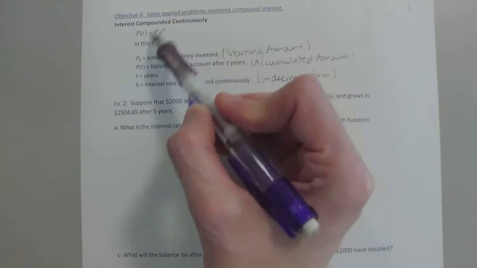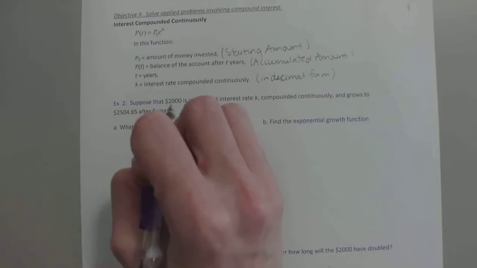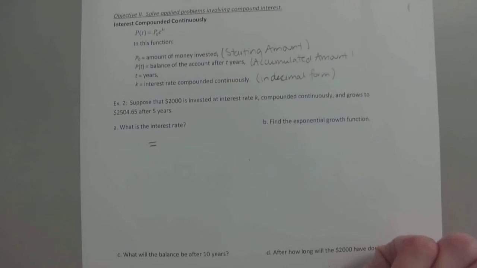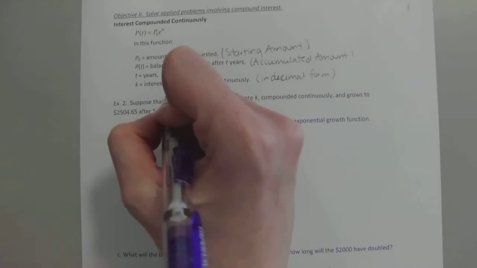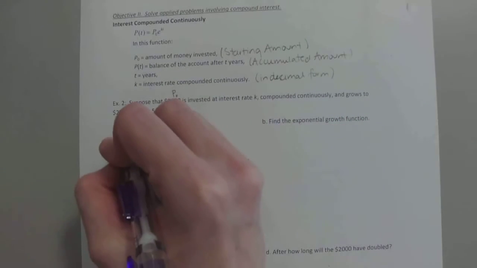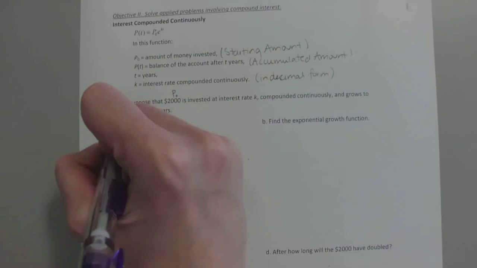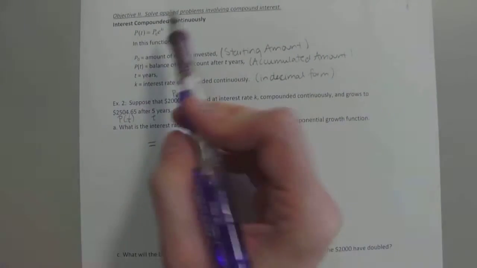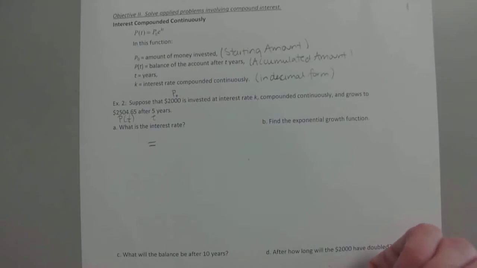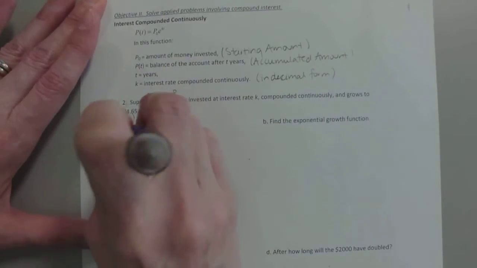So what we have to realize is you're always going to be given everything but one variable, okay? So you might be given P naught, K, and T, and you can plug it all in to find P of T. Or you might be given P of T, P naught, and T, and you can plug it in to find K, and so forth. So we always have to plug in what we know. So what does this $2,100 represent? The starting amount, right? That's our P naught. We don't know K. It's compounding continuously and grows to that. What is the 2,504.65? The accumulated amount. Yep, so that's going to be our P of T, right? And then what does the 5 years represent? The time, okay? So notice we can plug in everything and the K is just going to stay constant, right?